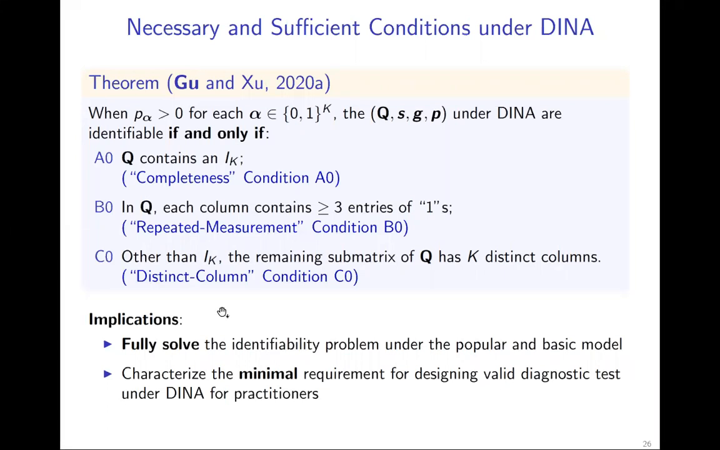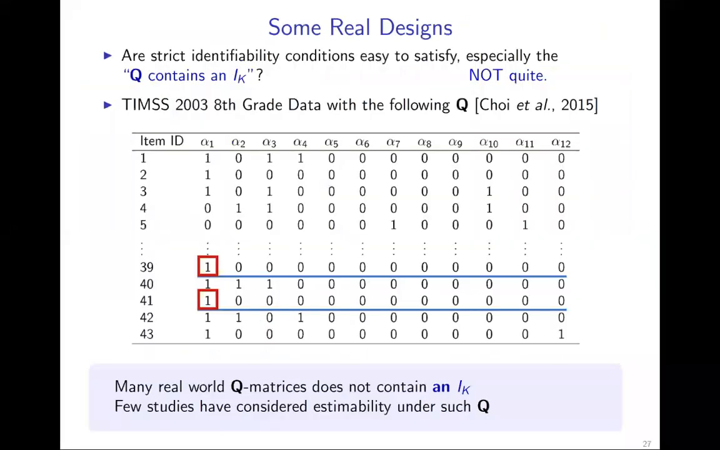The implications of this theorem include that it fully solves the identifiability problem under the popular and basic model. And it characterizes the minimal requirement for designing valid diagnostic tests under DINA for practitioners. So if the practitioner wants to design future tests to measure students' abilities, then these are the minimal constraints they need to follow.